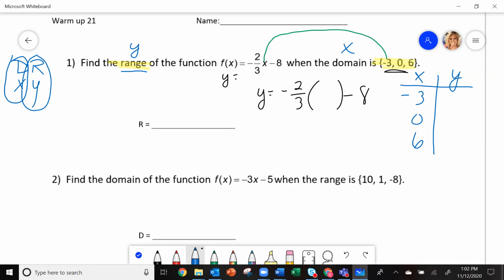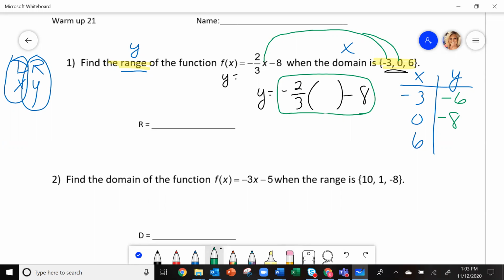So the first one we're going to do is I'm going to bring the -3 and put it inside here. Now you can put this part in the calculator and see what you get. When you take -2/3 times -3, you're going to get a +2 minus 8, which is going to give you -6. Then the next one, instead of -3, you're going to put the next number in, which is 0. -2/3 times 0 is 0, minus 8 is -8.